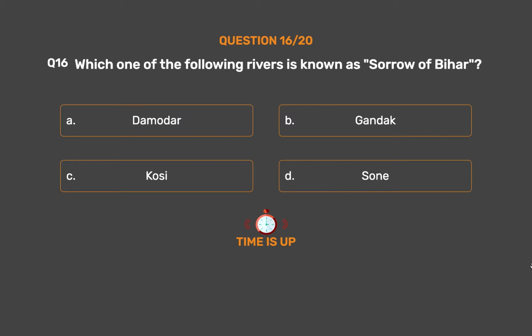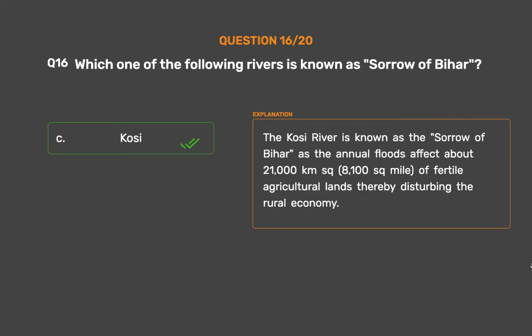The correct answer is option C. Kosi. The Kosi River is known as the Sorrow of Bihar as the annual floods affect about 21,000 square kilometers, 8,100 square miles, of fertile agricultural lands, thereby disturbing the rural economy.